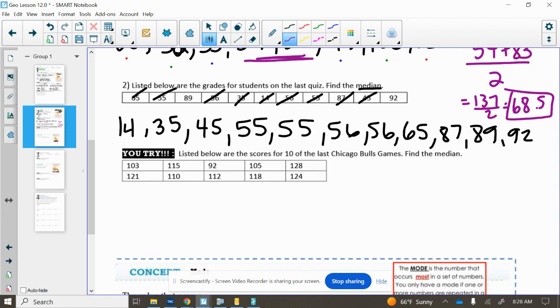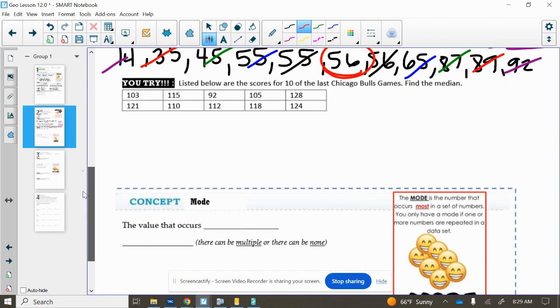So this time we work out the outside numbers to get to the one in the middle. All right, we end up finding that our middle number here is 56. So that ends up being our median because it's the number directly in the middle of this data set.